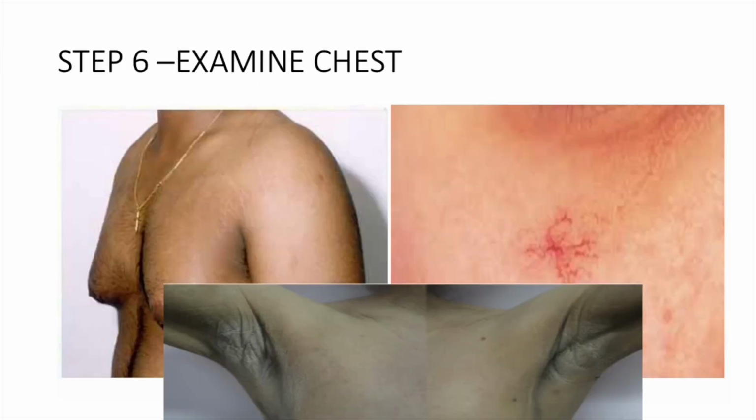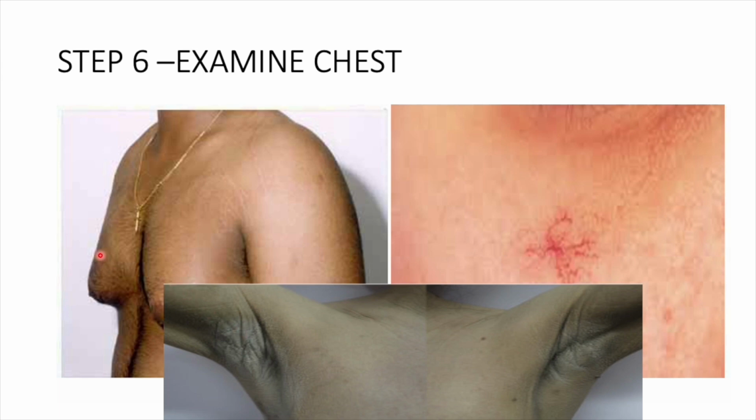Now examine the chest. We are mainly interested in two findings. One is looking for spider angioma. It is a central arteriole which is dividing and forming a spider-like appearance. By using a glass slide, you can press on it and you will see that it will blanch. Don't use a sharp object to press, because this may produce injury and significant bleeding.